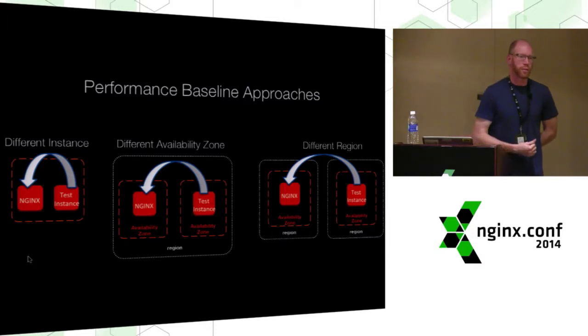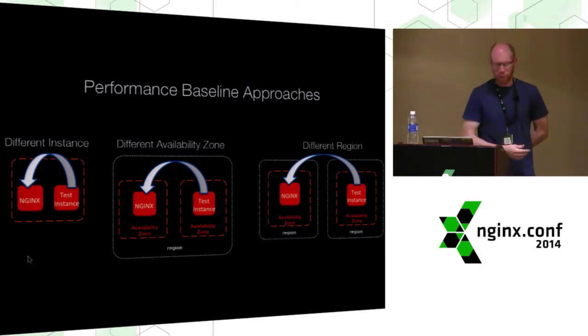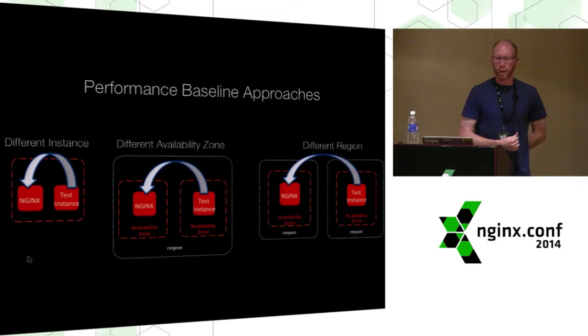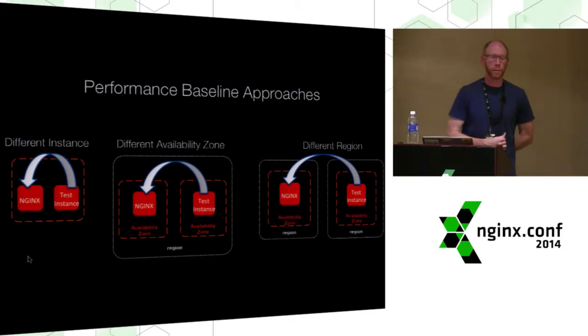So launch your test instance in one availability zone and your Nginx instance in another availability zone. It'll help you flush out any traffic issues or configuration things that you didn't think about that don't act properly when you've got traffic coming from another availability zone. You might have applications in that other availability zone.